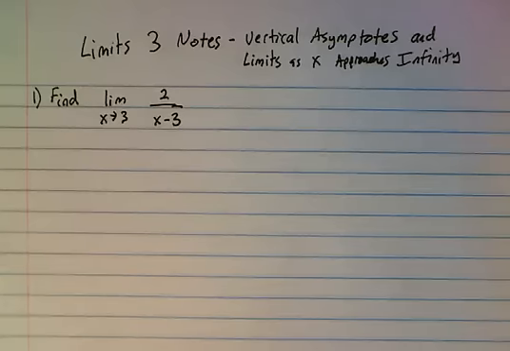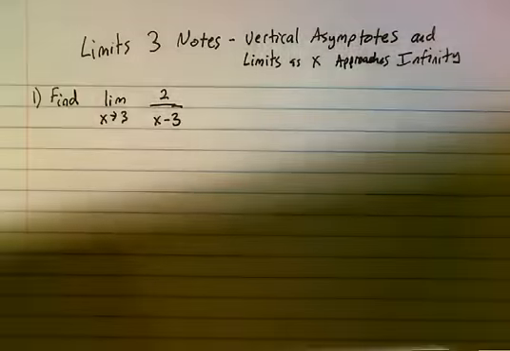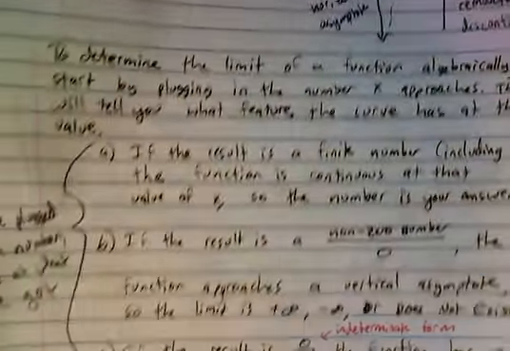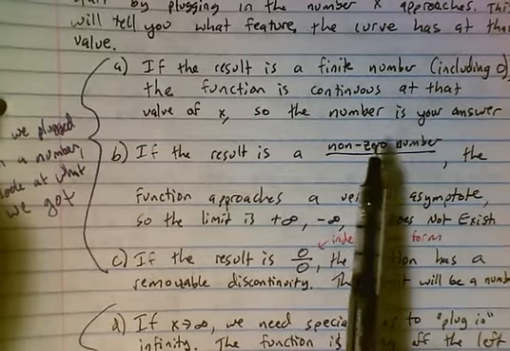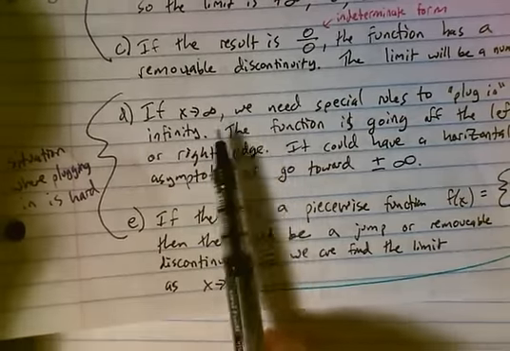Please title these notes Limits 3 Notes, Vertical Asymptotes, and Limits as x approaches infinity. By the end of this lesson, you should be able to use algebra to find limits in two of the other situations we were looking at in Limits 2. That was this one, when we have a non-zero number divided by 0, that's vertical asymptotes, and then as x approaches infinity.